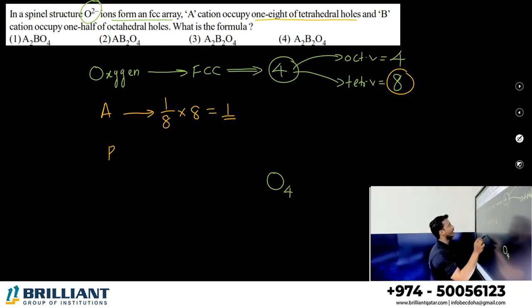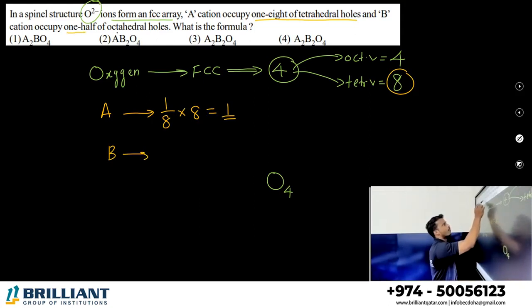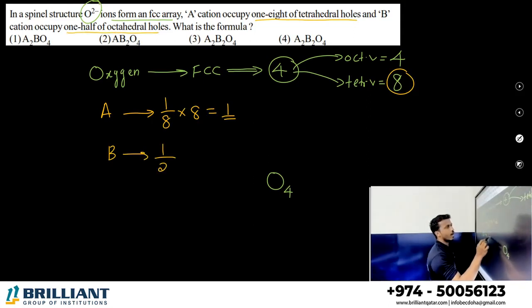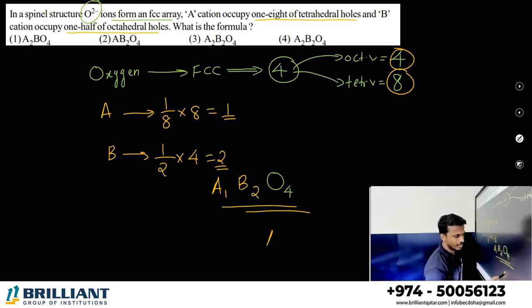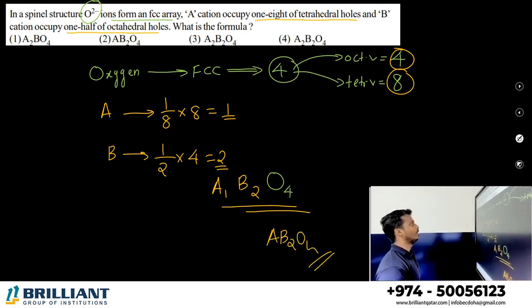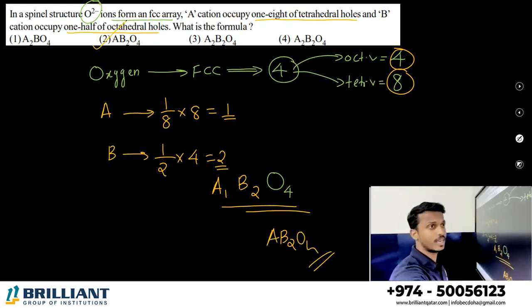Where is B located? B occupies one half of the octahedral voids. One half of the octahedral voids, 4 by 2 equals 2. So we are getting A atom one time, B atom two times. The simplest formula is this only, right? What is that? AB2O4. Option 2 is the correct answer. Okay, within seconds we can find the answer.